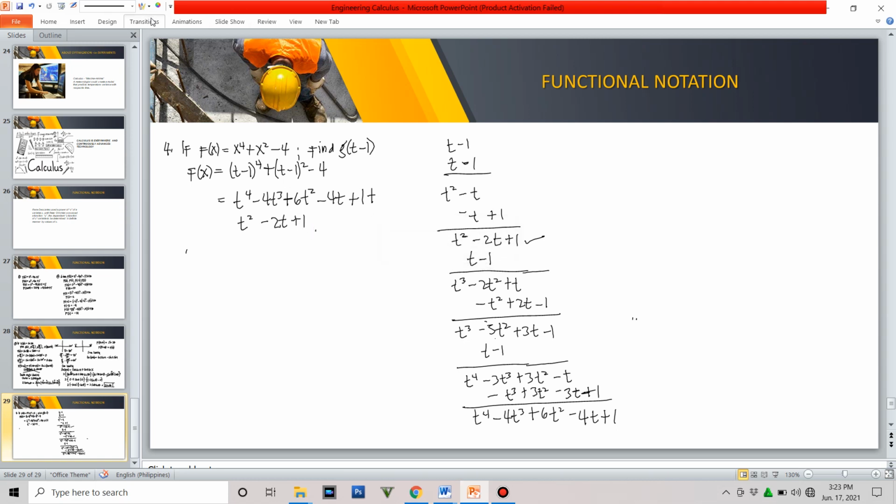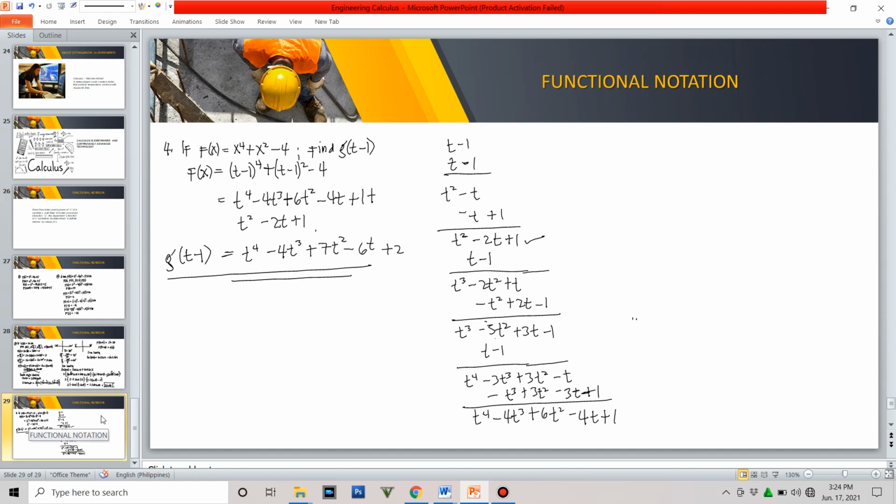like terms, similar terms here. T4, wala siyang kapares, so it will remain to be T4. How about T cubed? T cubed has no pair, so we retain negative 4t cubed. Okay, and then t squared, we have another t squared here, so both are positive. It will just combine to 7t squared. So again, t has a pair of negative 2t. So negative 4 and negative 2 will just combine to negative 6t. And then 1 plus 1 is equal to 2. Hence, this equates to the function of t minus 1. So this is the answer. Okay?